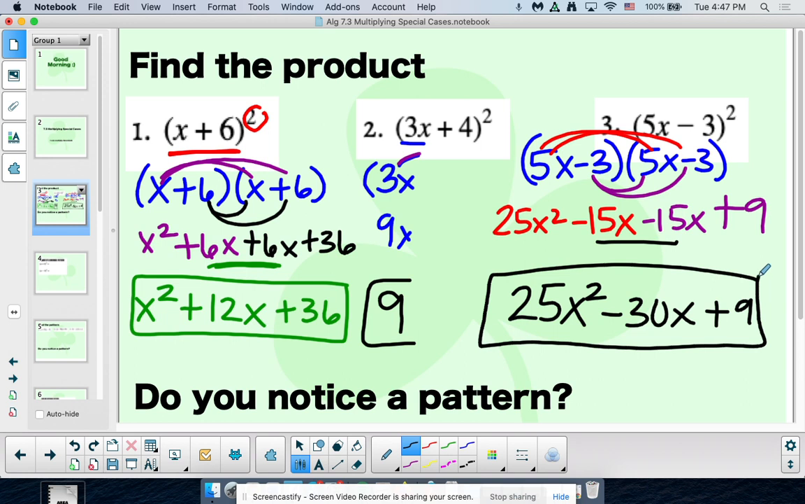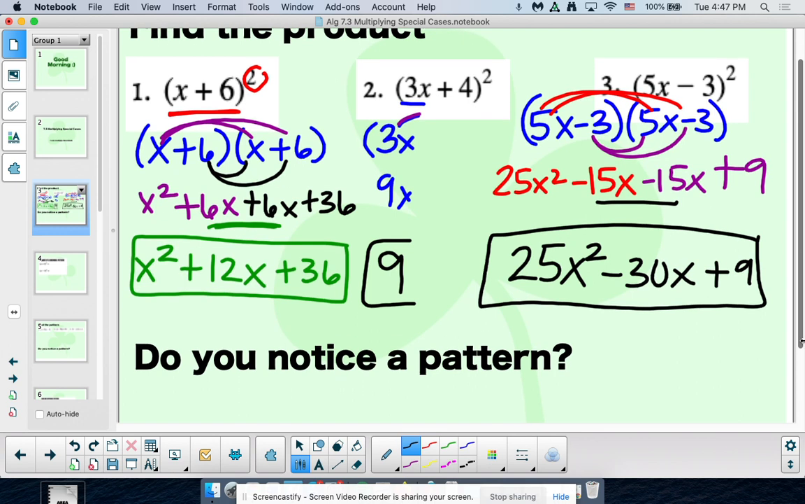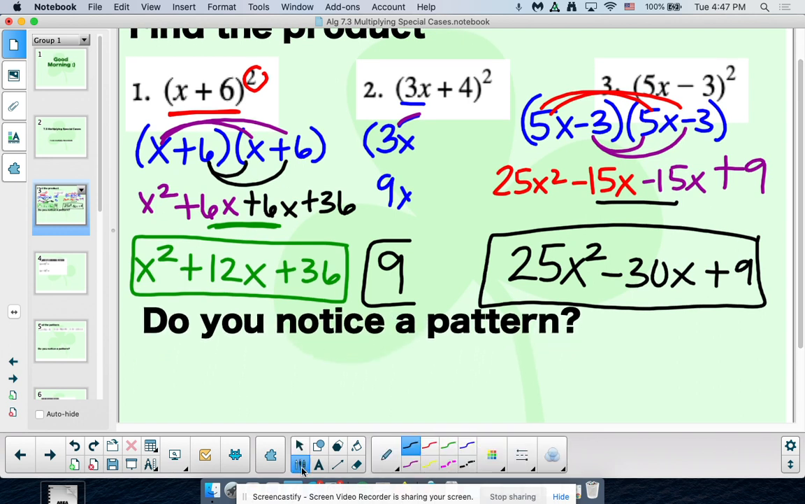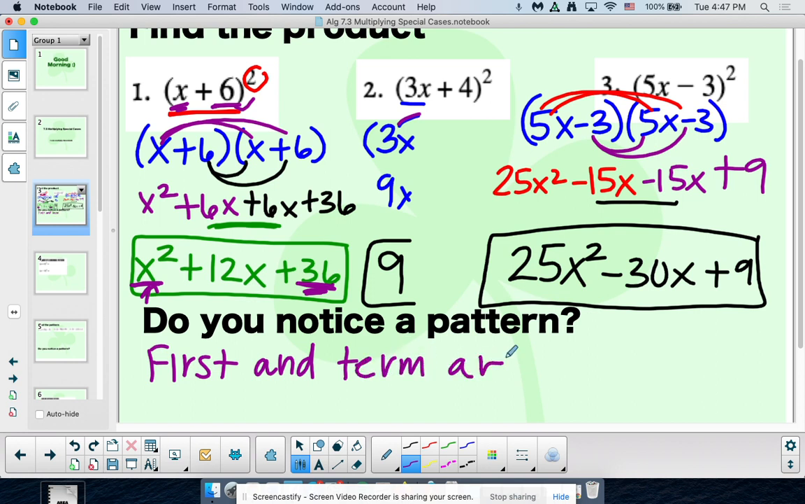So now it says, do we notice a pattern? Is there a shortcut that maybe we could take? If you look at what we started with and what our answers were, what do we notice? Well, for me, I'm noticing that my first and last term are just the square of these two. Because what's x squared? x squared. And what's 6 squared? 36. So I might write that the first and last term are squared.